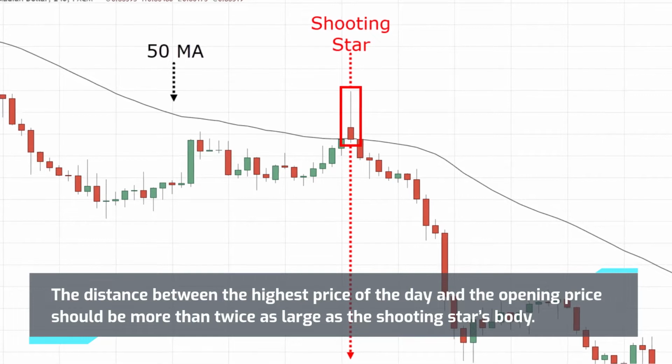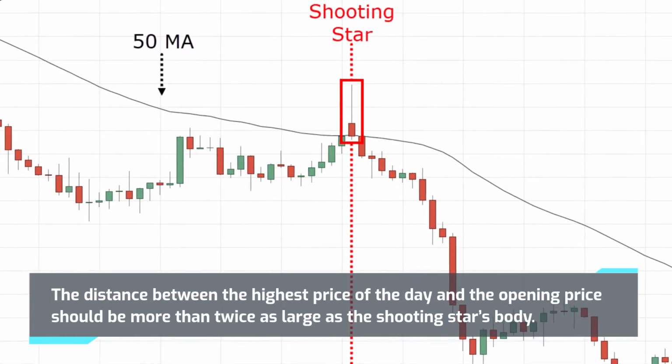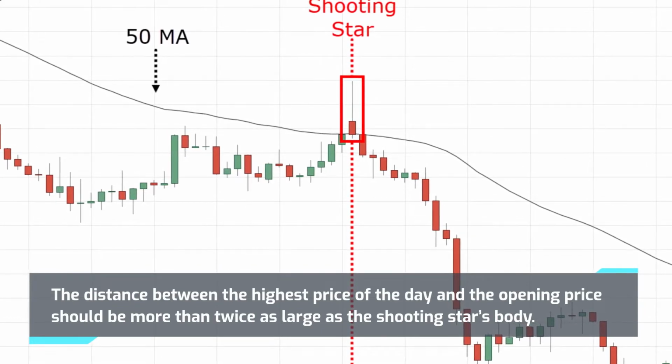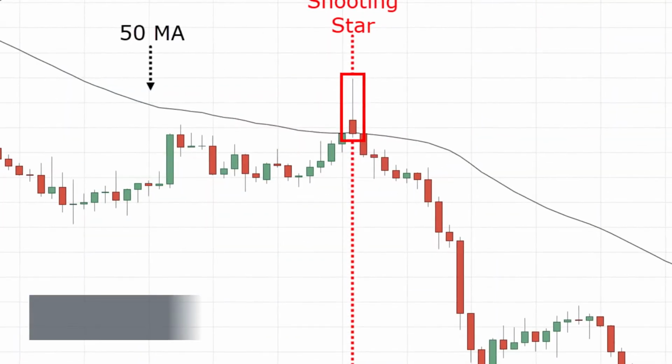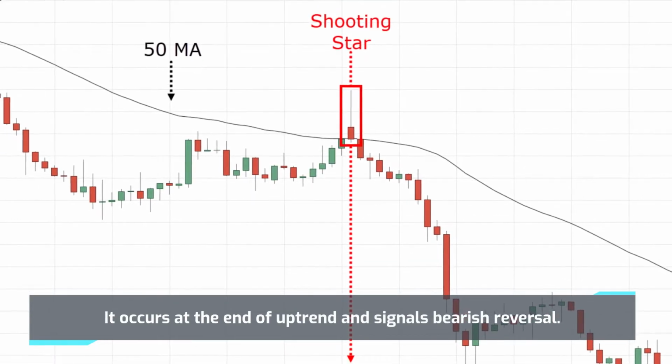The distance between the highest price of the day and the opening price should be more than twice as large as the shooting star's body. It occurs at the end of an uptrend and signals a bearish reversal.